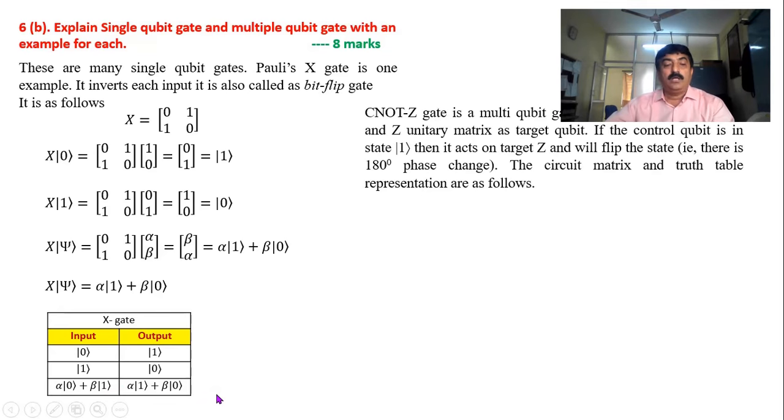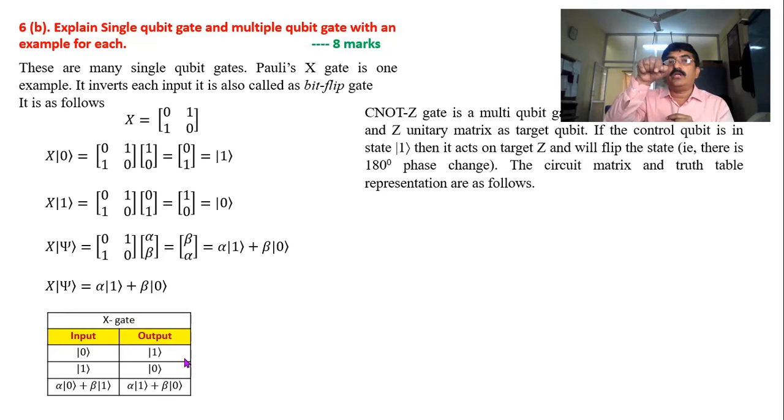Now coming to the multi-qubit gate. I have selected the C0 Z gate. The C0 Z gate is a multi-qubit gate. There is one control qubit. See, in a C0 gate there is always one control and one target. Control is in the upper level, meaning the second line. Target is in the lower level, the first line.